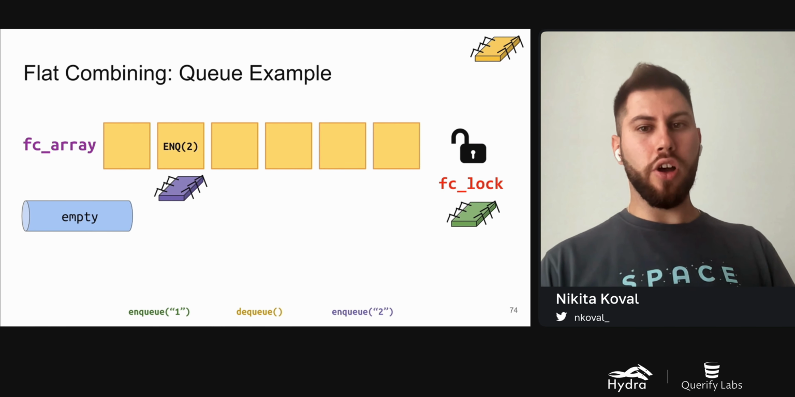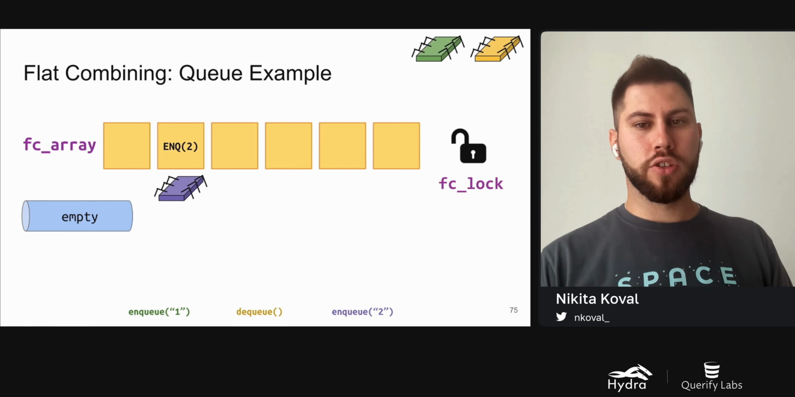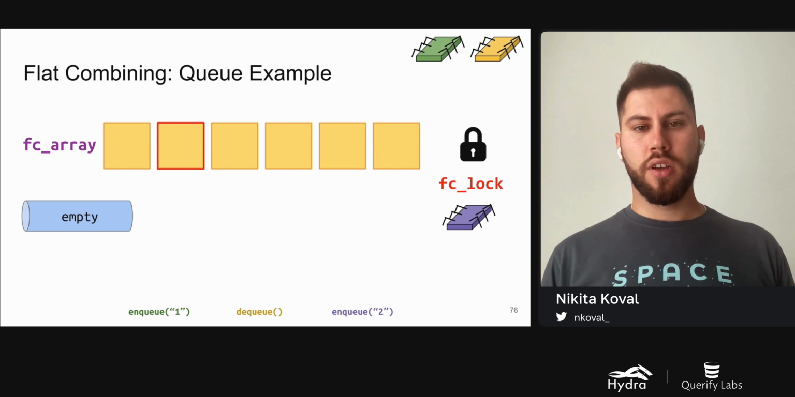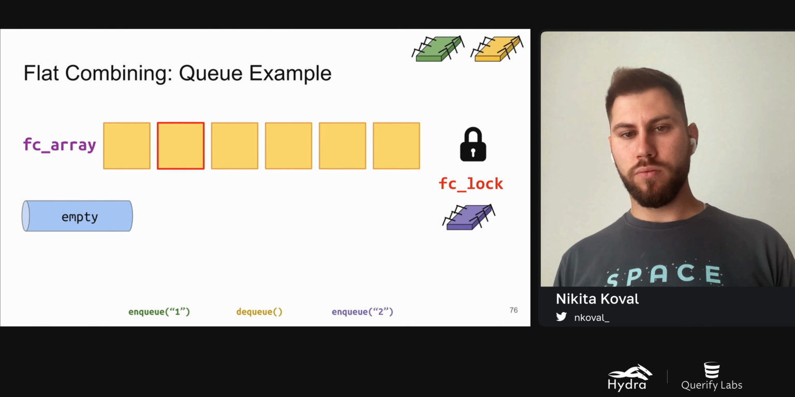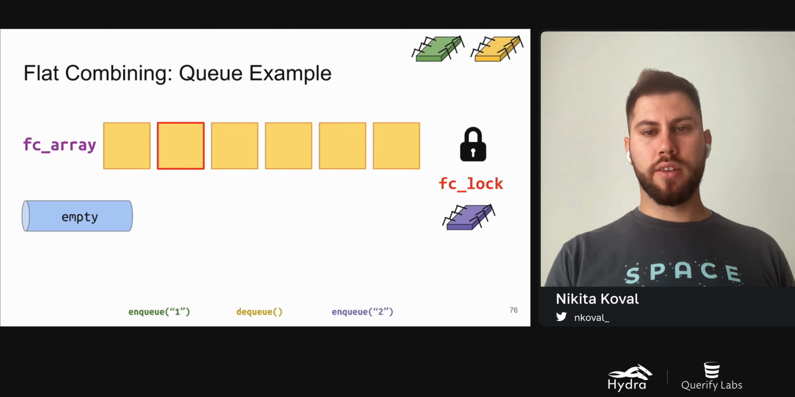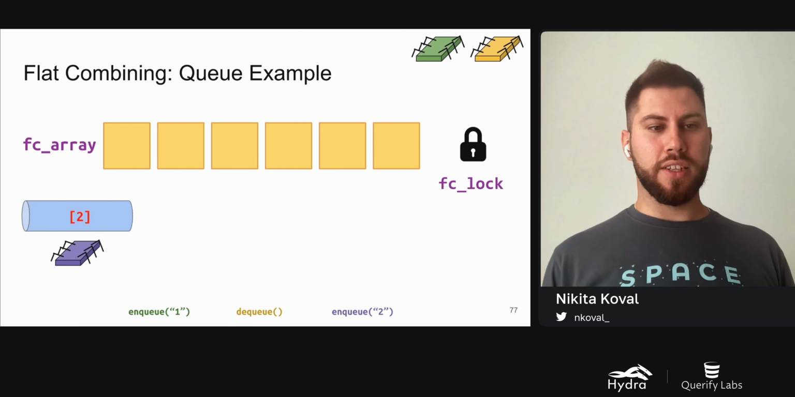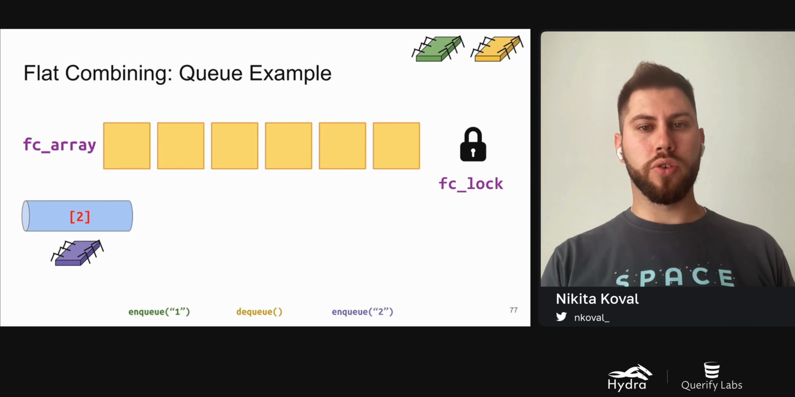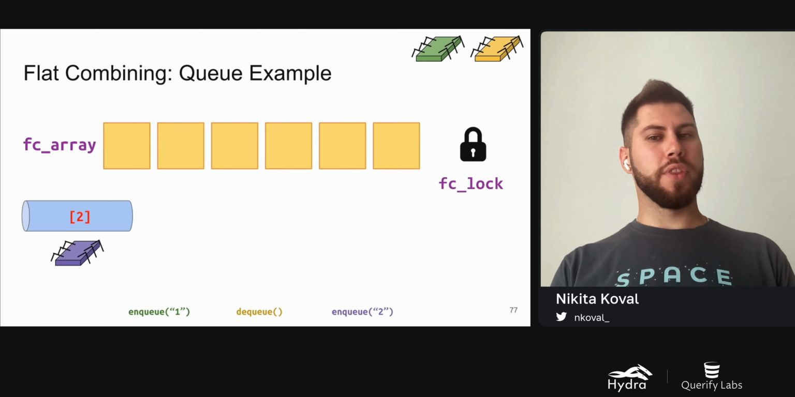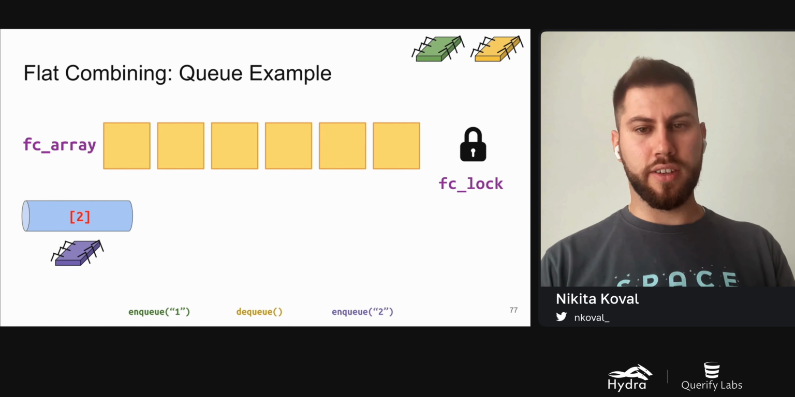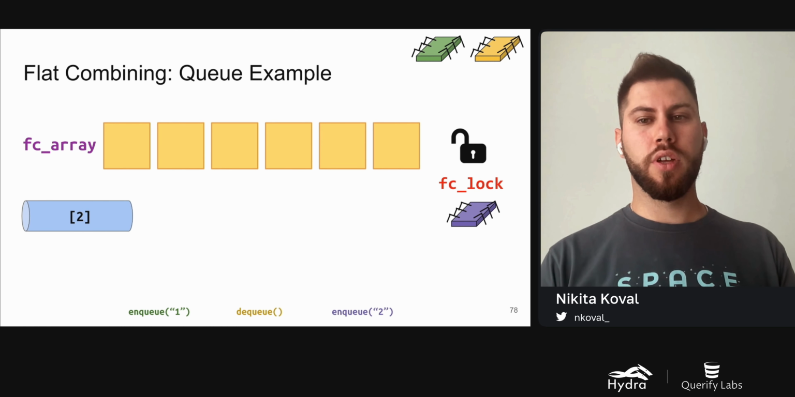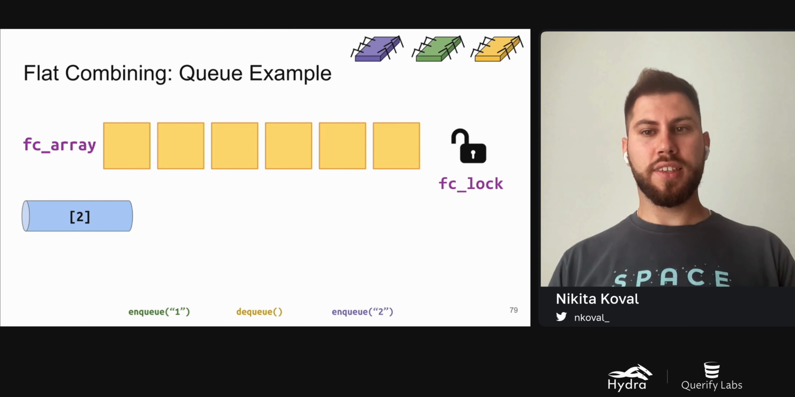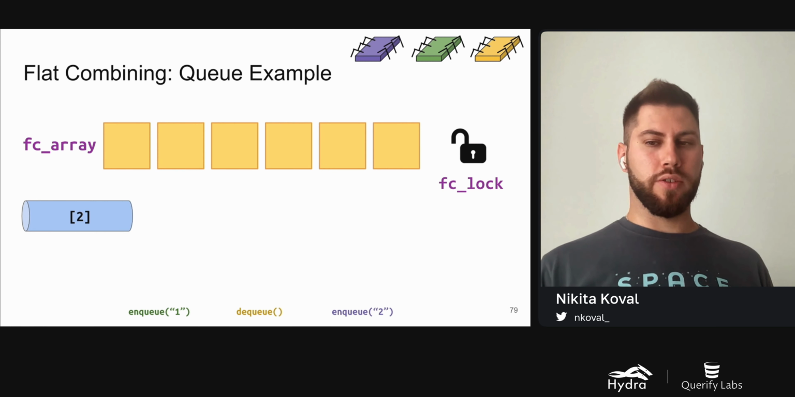And after that, the purple thread notices that the lock is no longer acquired. So in this case, the purple thread becomes the combiner, and it updates the queue. It also goes over the array to help the other threads, but there's nobody to help, and it releases the lock and finishes. That's how the flat combining technique works.